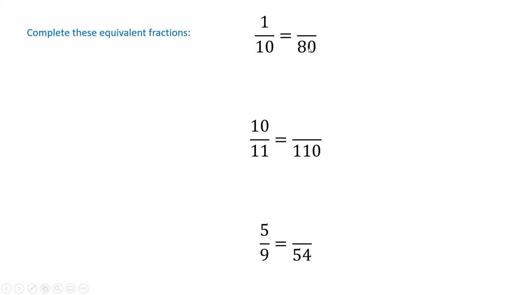So at the top we do the same. 1 times 8 will equal 8, because we're timesing it by 8, making it bigger. At the top we have to times by 8 as well, so we get the same amount of multiplication. The same here, times by 10 equals 110, so times by 10 here, 100. Times by 6 here, 54. Times by 6 here, 30. So those are the answers for today.